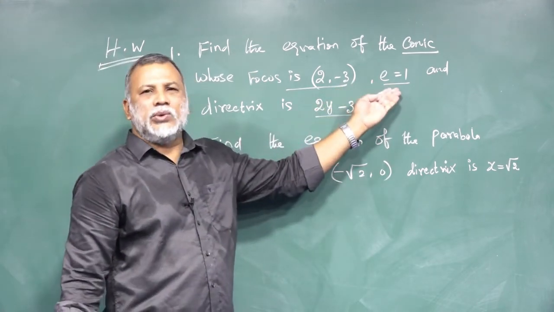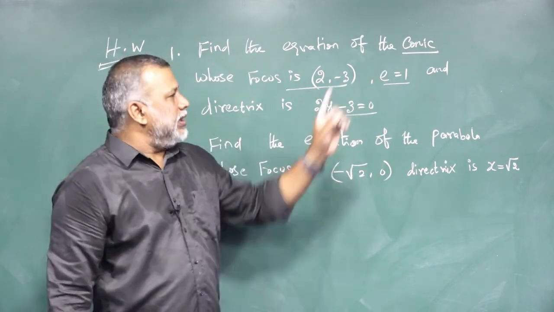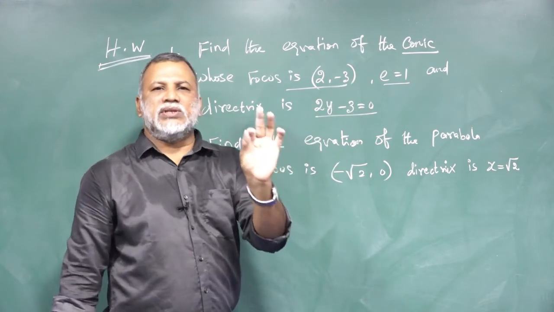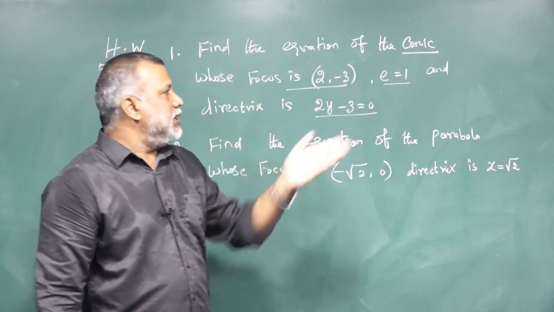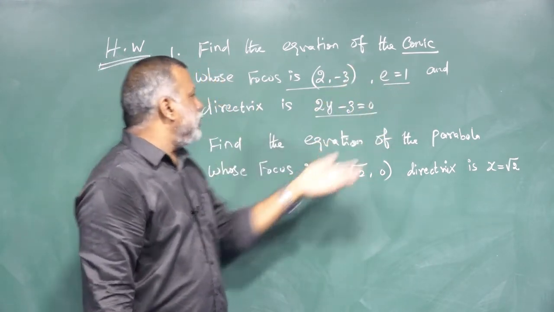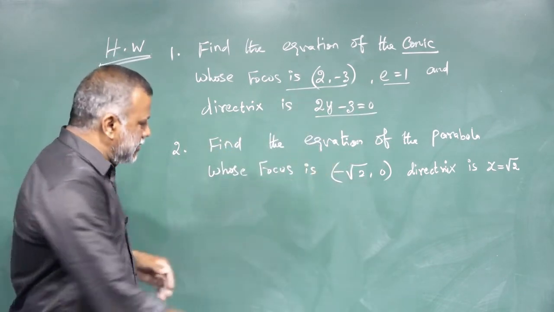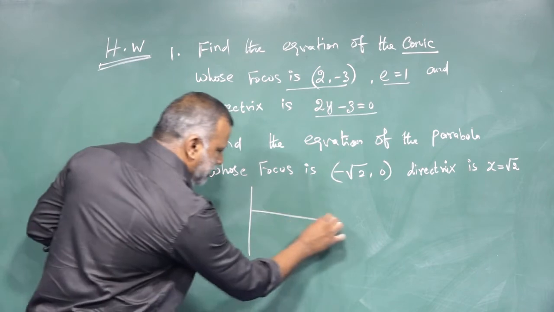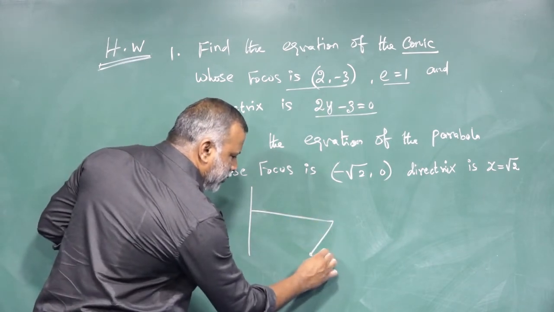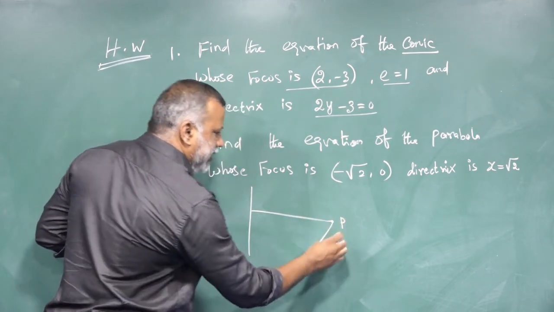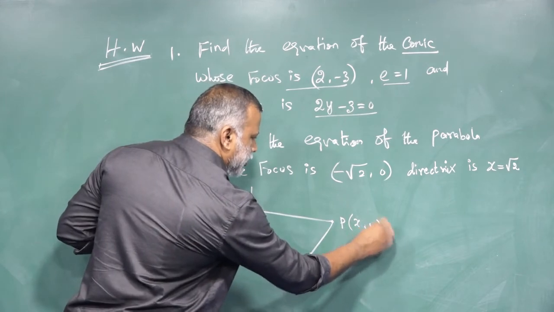See here, e equal to 1, it must be a parabola only. Therefore you are going to work out the equation of the parabola. Directrix is given, so use the basic concept. Same diagram for all the questions. This is the focus. This is the point P of x, y. Use the same logic.